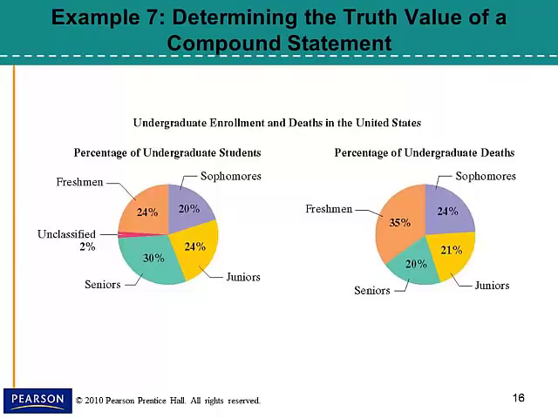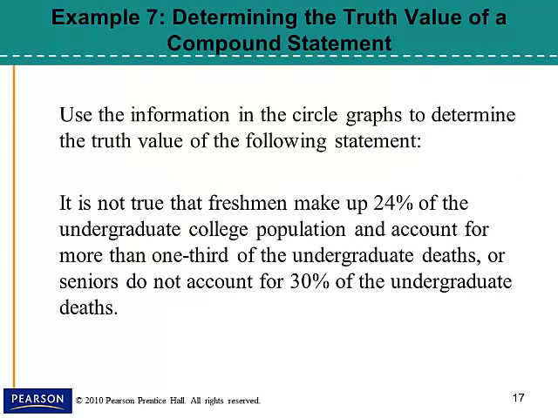Here we have two pie charts related to undergraduate freshmen and upperclassmen. One is the percentage of students, and the other is their death tolls according to the classifications. So now we're trying to find the truth value for this statement: it is not true that freshmen make up 24% of the undergraduate college and account for more than 1/3 of the undergraduate deaths, or seniors do not account for 30% of the undergraduate deaths.